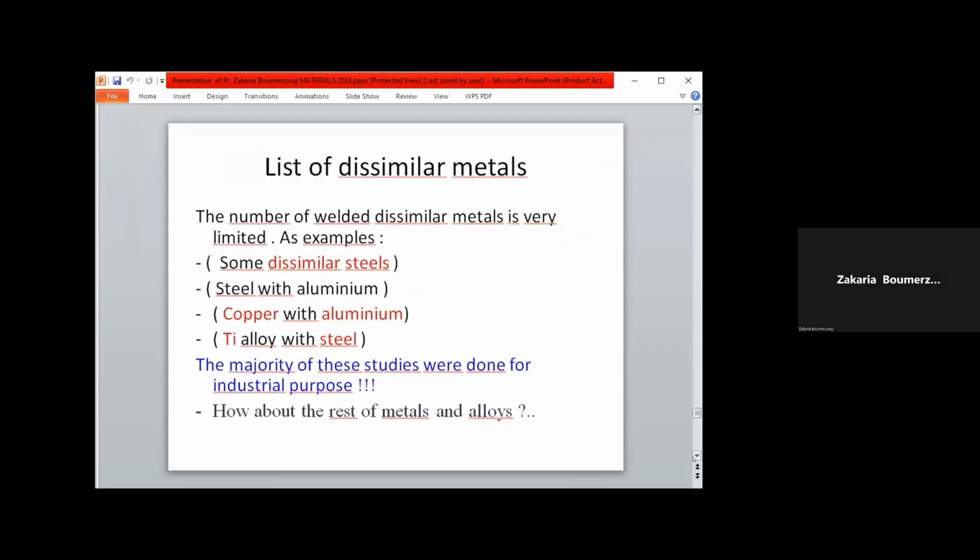Now, for the list of dissimilar metals, the number of welded dissimilar metals is very limited. As examples, some dissimilar steels, not all steels, have been studied or investigated. Steel with aluminium, meaning some steels with some aluminium alloy, some copper alloy with some aluminium alloy, some titanium alloy with some steels, and the majority of those studies were done for industrial purposes. The question is, how about the rest of the metals and alloys?